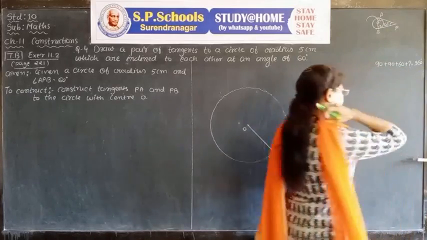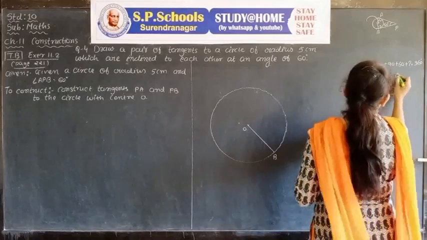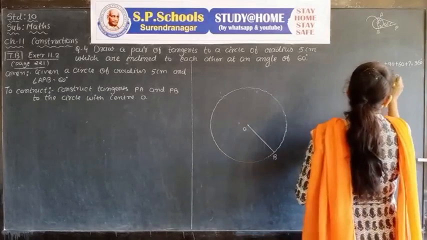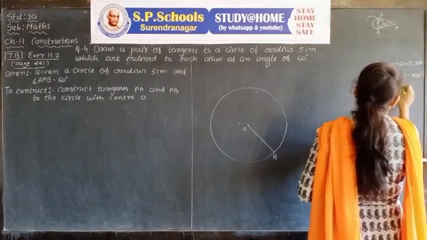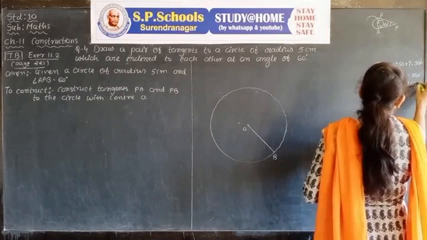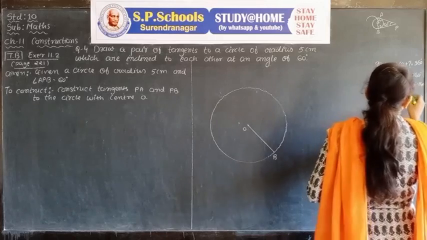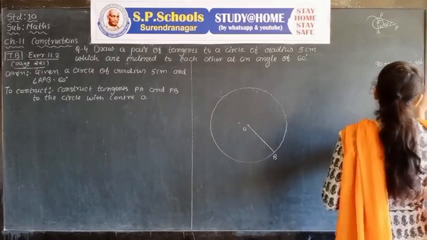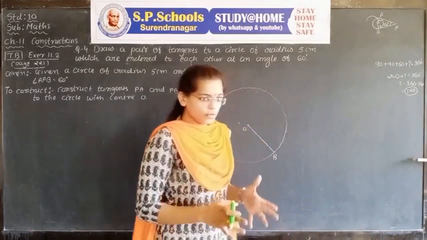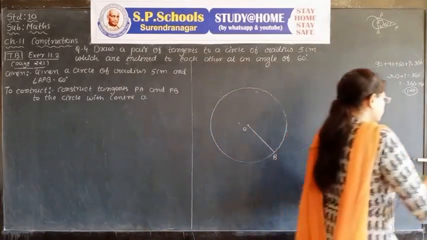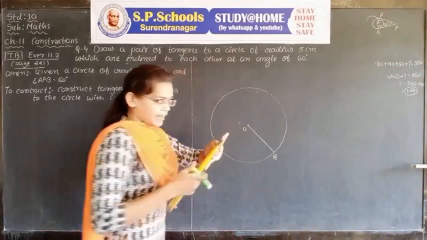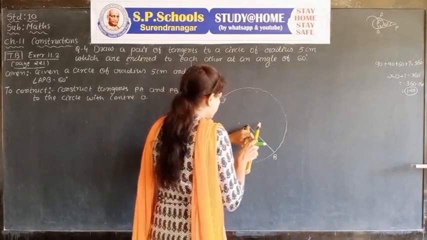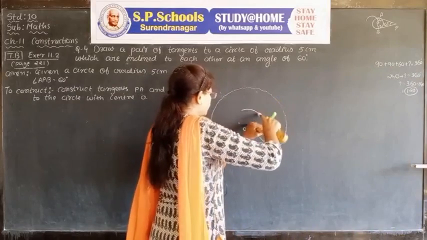Now add 90, 90 and 60, that is 240, plus question mark is equal to 360. That's why the question mark is equal to 360 minus 240, which is equal to 120. We have to make an angle of 120 degrees between two radii. For that, take your compass again with an arbitrary radius, taking O as the center. Draw a semicircle.